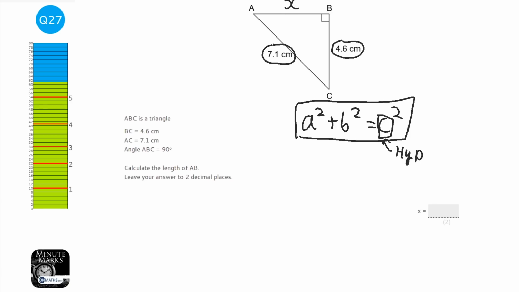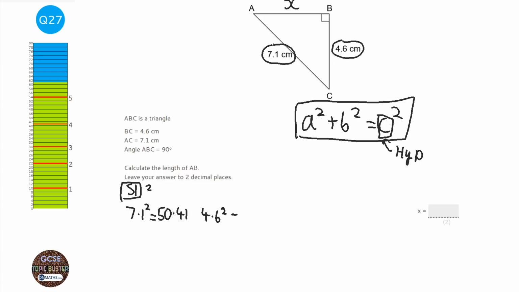So my method comes with three steps. Step 1 is just square every number that you have and put the biggest one first. So I'm going to do 7.1 squared and I'm going to do 4.6 squared. On my calculator, 7.1 squared equals 50.41, and 4.6 squared equals 21.16. So step 1's done, I've squared them all.